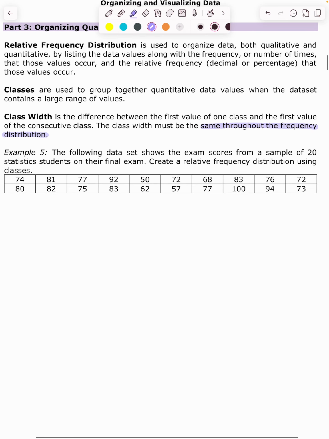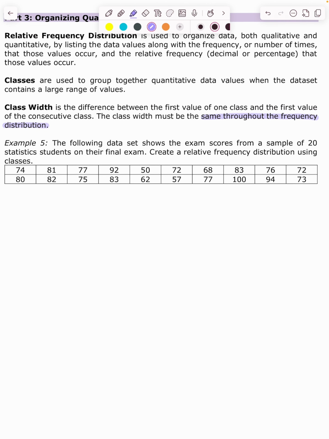So let's go ahead and make one of these tables using classes. Here we have a set of exam scores with a sample of 20 students and the scores that they got on their final exam. Looking at this data set, I can see the lowest number was, I think, a 50, and the highest number was a 100. I don't see anything lower than a 50. So going by each individual number that I see would not help me with this distribution at all. So instead, we're going to use classes.